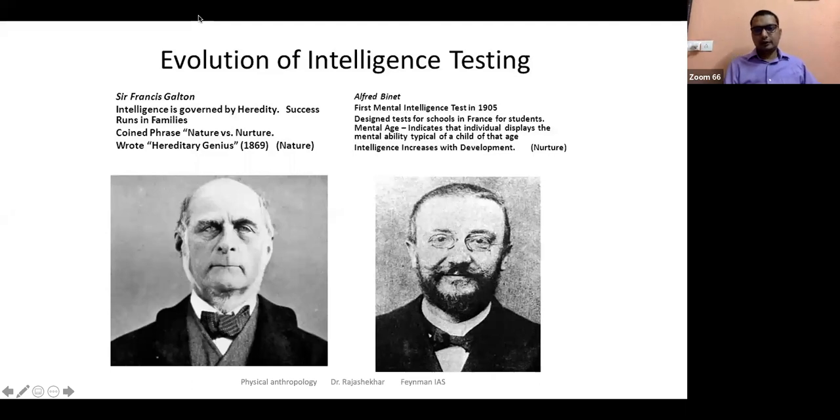So he thought there's a bigger role of nurture, environment, our exposure may play in our development, at least especially in defining the intelligence. So what do you think? Which of their thought is right? Any opinion? Sunil, Vishal, Shweta.